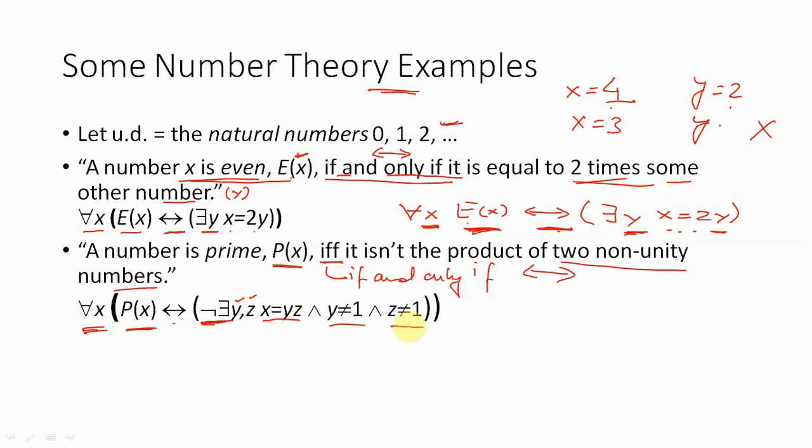So what it means is, let me repeat it once again. It says for all the values of x, x will be prime if and only if there does not exist two values y and z, both of them not equal to 1, such that x is equal to yz, which means if x is a product of two numbers, at least one of them must be equal to 1 if x is to be a prime number. Right? I hope it's clear.